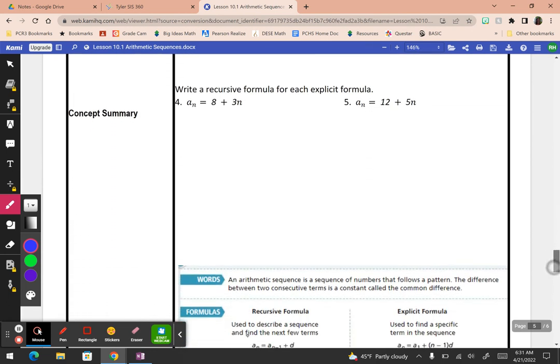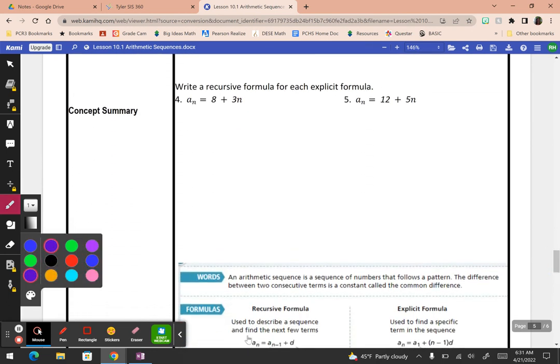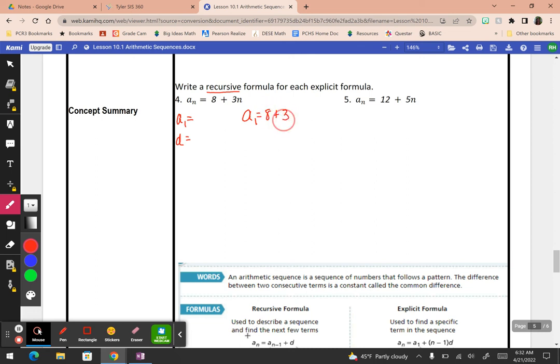All right, let's try it again since I kind of screwed that one up for you. So again, if I'm writing a recursive, I still have to have a sub 1 and my common difference, right? So again, I don't know my first term because it's been multiplied in here, right? And then combined like terms. So I'm going to find it using this. So a sub 1 from this term, 8 plus 3 times 1. What was my first term? So a sub 1 equals 8 plus 3, which means my first term was 11.